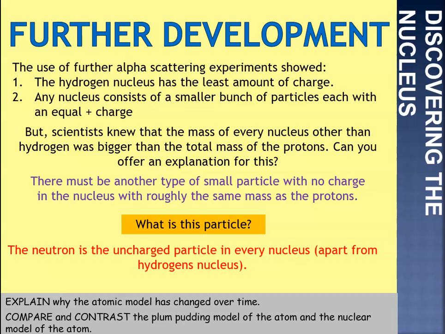It's that there must be another type of small particle with no charge in the nucleus that's about the same mass as the protons. This particle is what we call the neutron. It's in every nucleus apart from hydrogen. It was really difficult to find and was the last one to be discovered because it's got no charge, so it barely interacts with anything that we can give it.